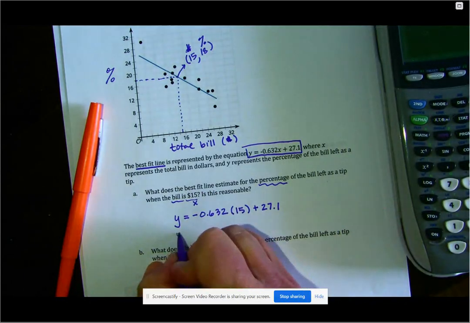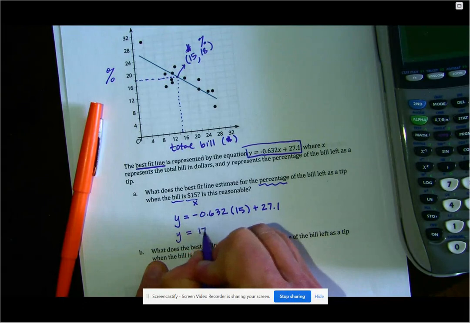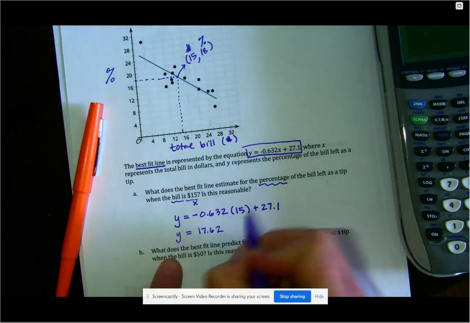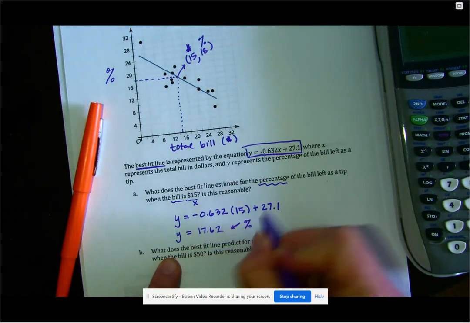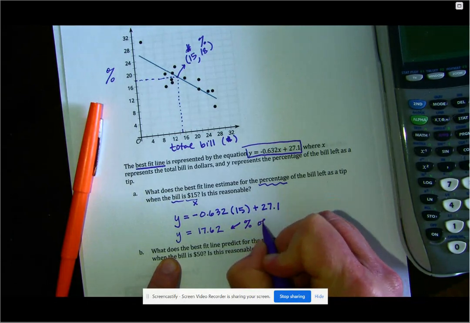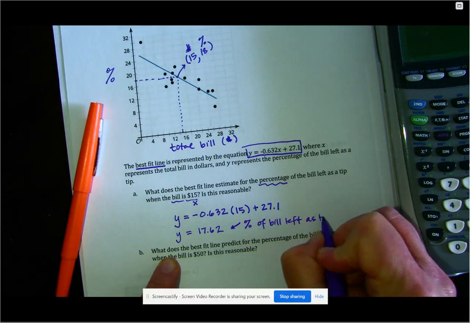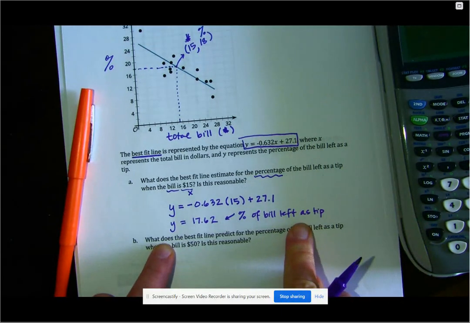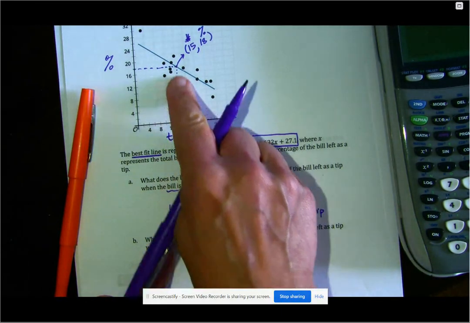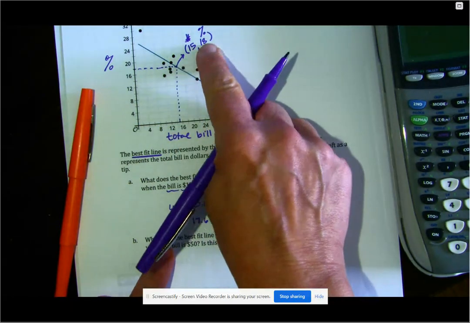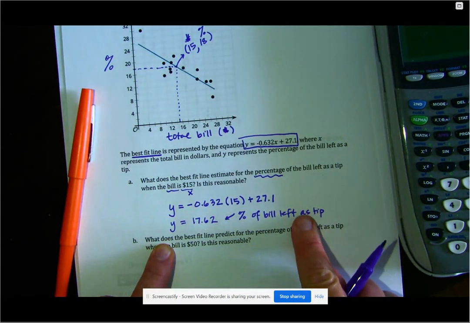So again, you're finding the percentage of the bill left as tip. That's what the line of best fit is saying is a good approximation, and it looks like that 18% is what we kind of eyeballed on our line, and it's very close.